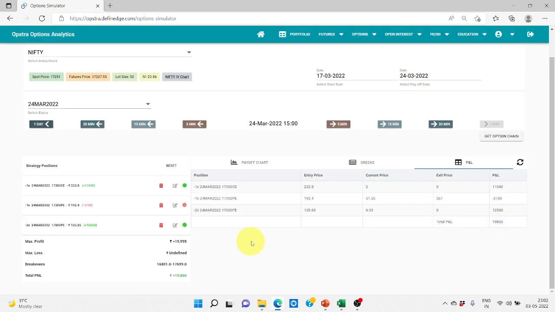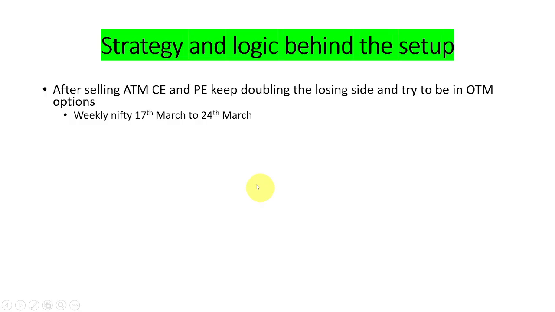But this doesn't happen always, and that is what I have explained in the previous video. That is the reason we are making this video, to say when we can enter and when we can exit, and what the possible adjustments are that we can make to make it more profitable. So this is the simple martingale strategy.